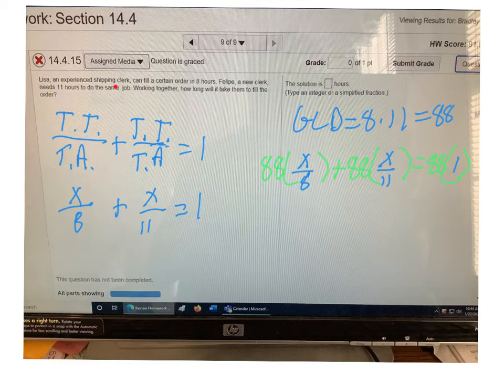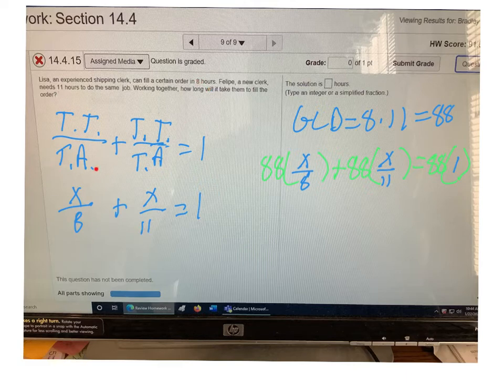Lisa, an experienced shipping clerk, can fill a certain order in 8 hours. Philip, a new clerk, takes 11 hours to do the same job. If they work together, how long would it take them to fill the order? So TT is the time together, that's what we're looking for, and I call that X. TA is time alone. One person takes 8 hours, the other person takes 11 hours.